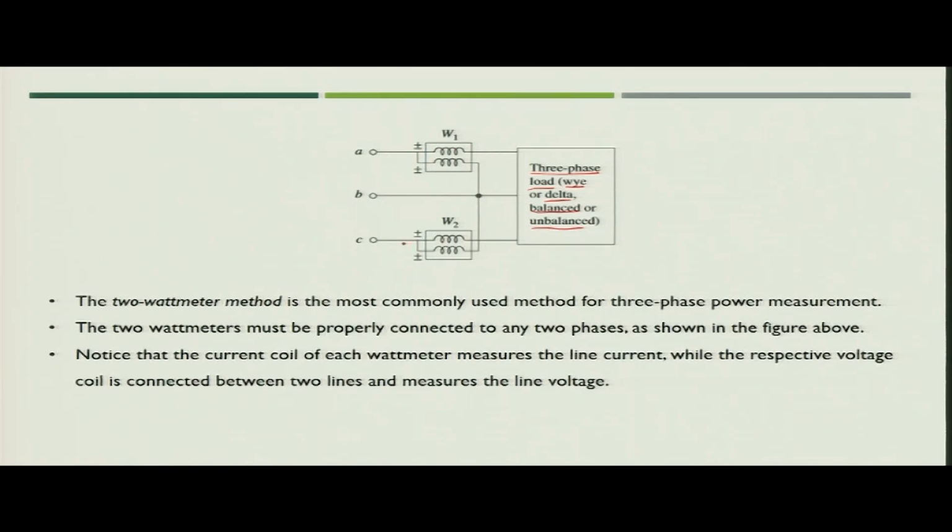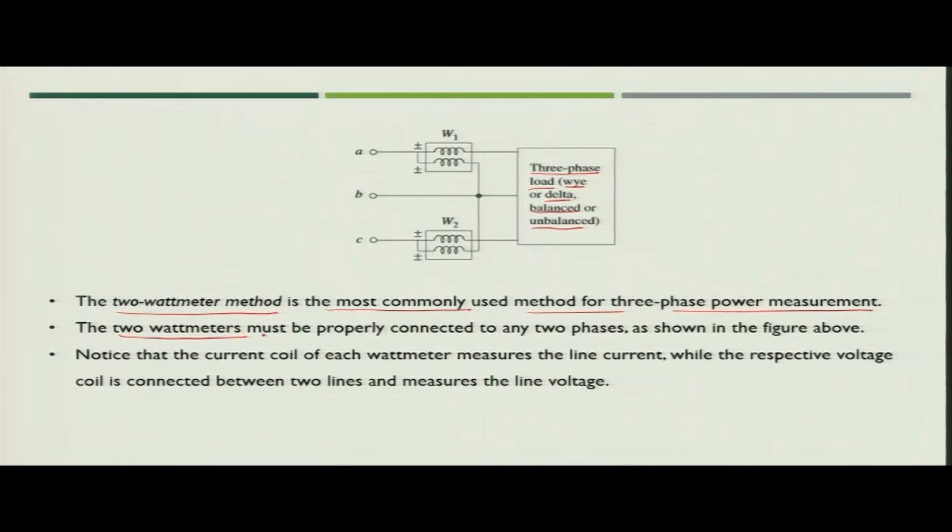In this case, if you see the arrangement of wattmeters, the current coil is connected in series with phase A and phase C, and the potential coil is connected between 2 phases. So, for W1 the potential coil is connected between A and B, and for W2 the potential coil is connected between C and B. So, the 2 wattmeter method is the most commonly used method for 3 phase power measurement.